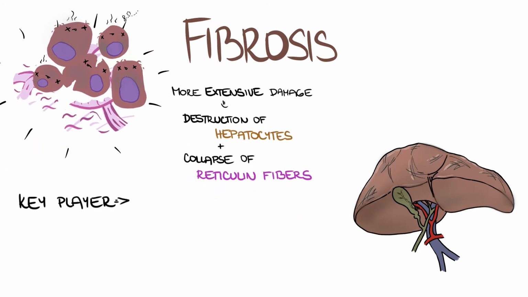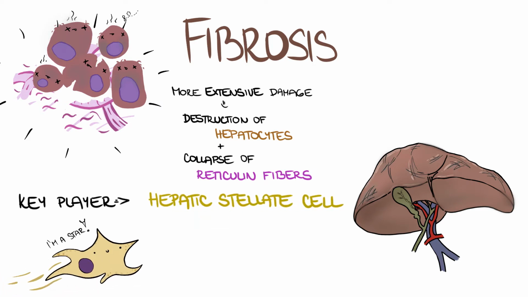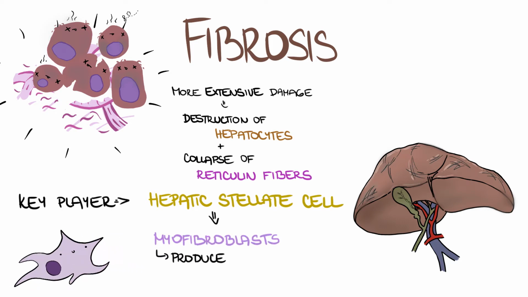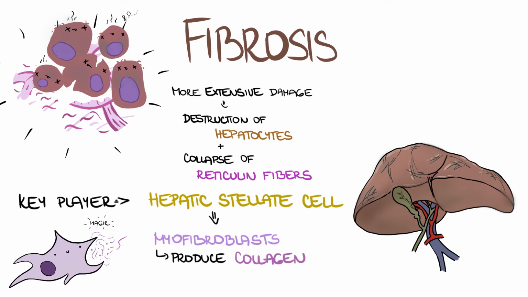The key player in development of liver fibrosis is a hepatic stellate cell. These cells are able to transform into myofibroblasts and produce collagen. It leads to formation of pericellular and perisinusoidal fibrosis.